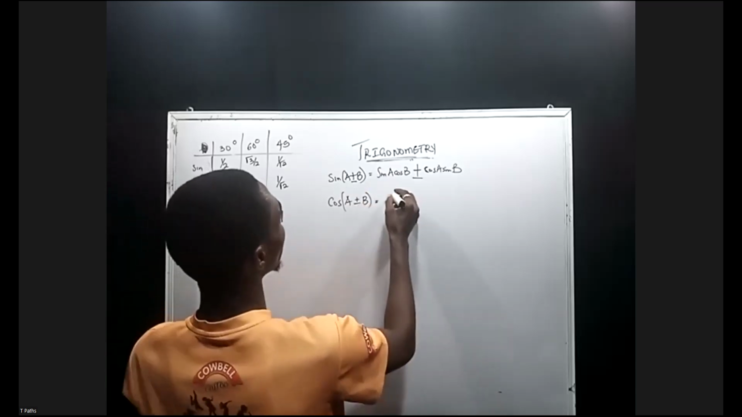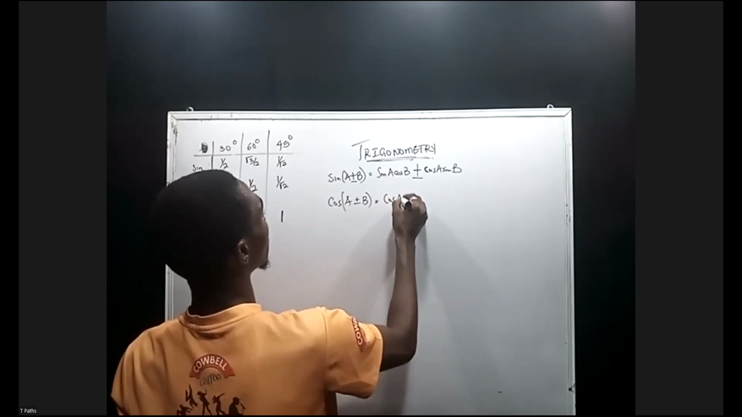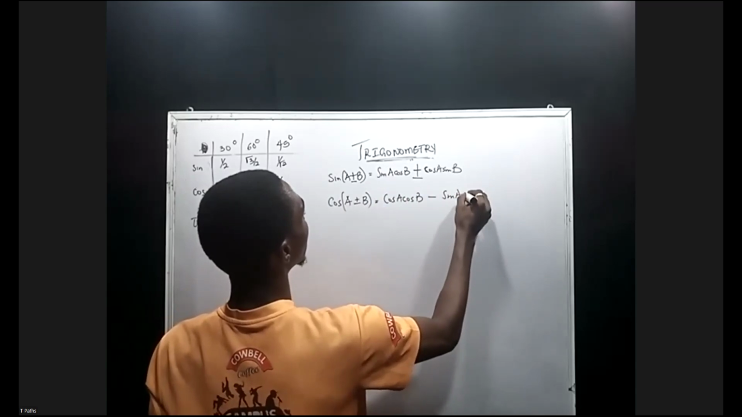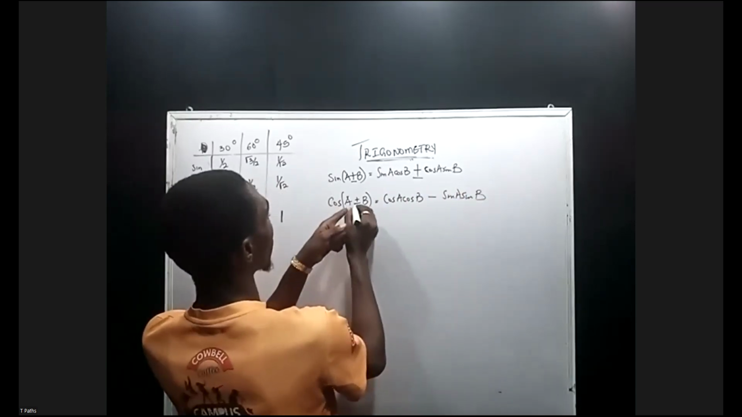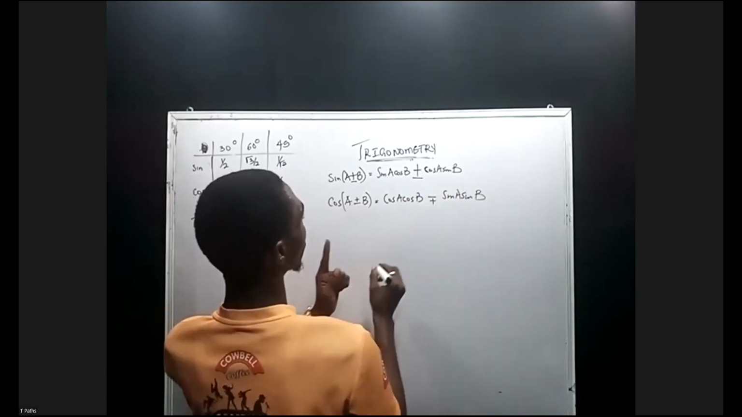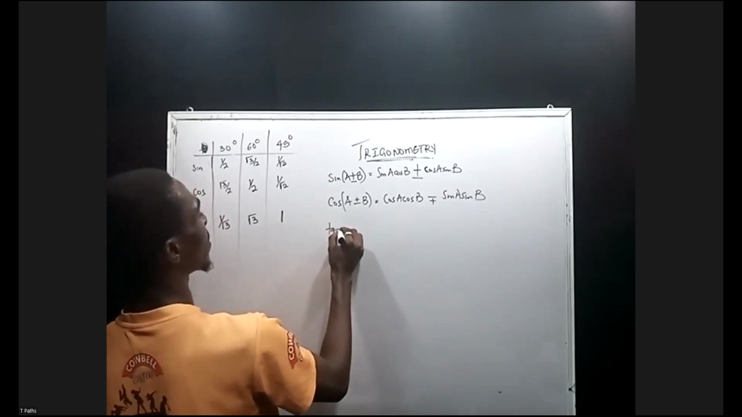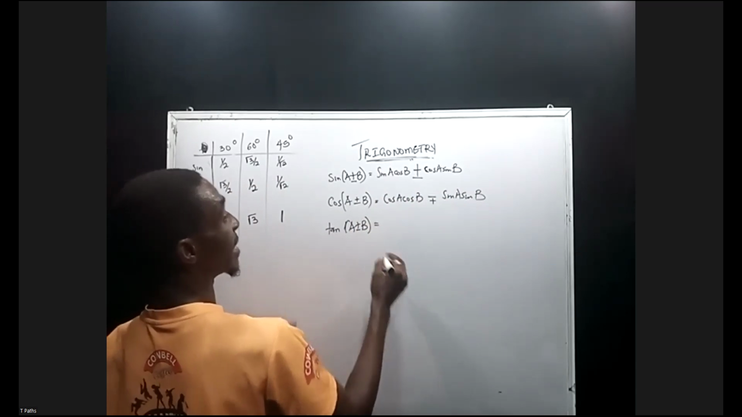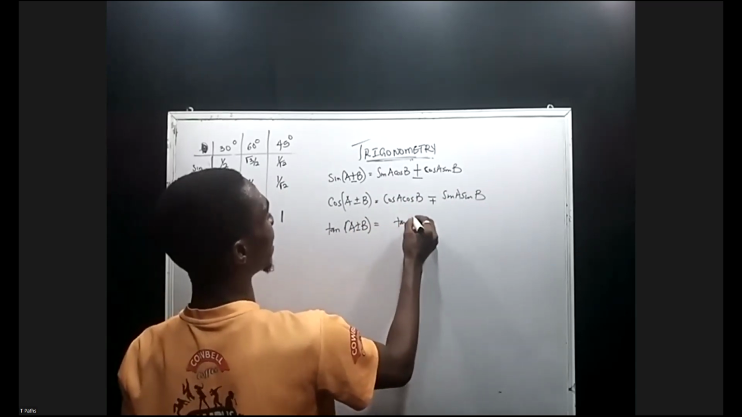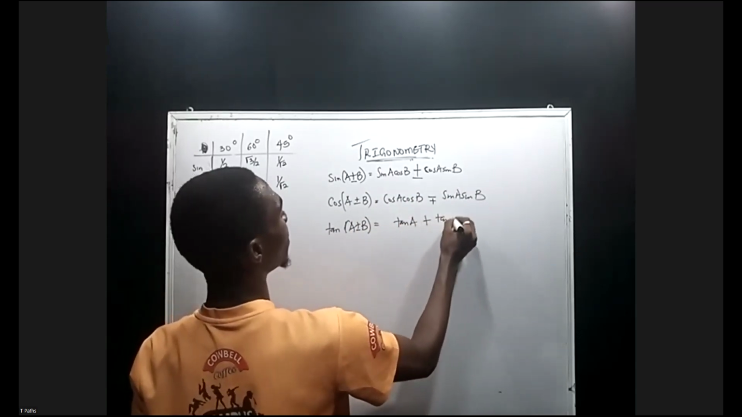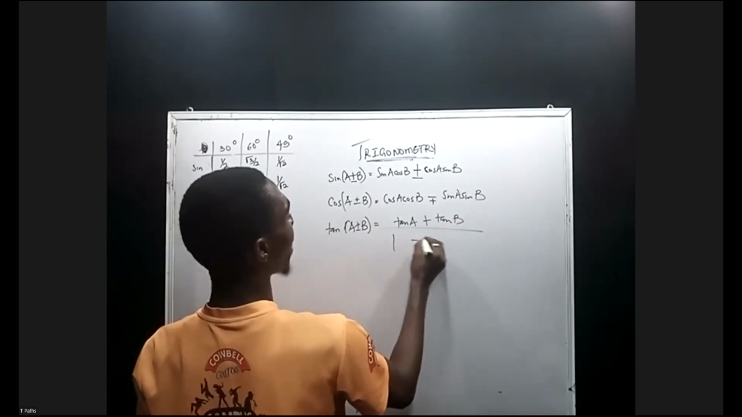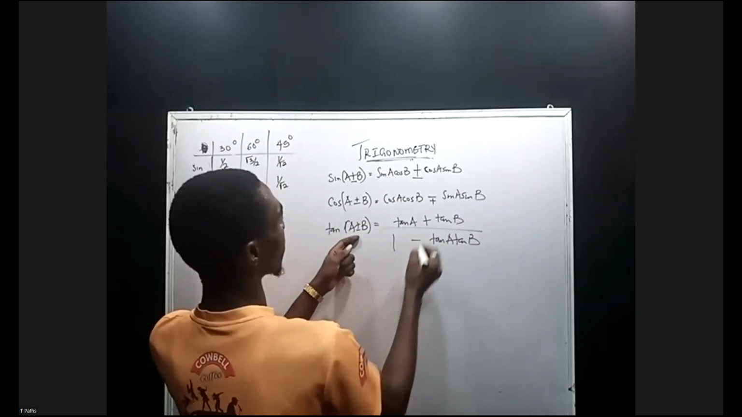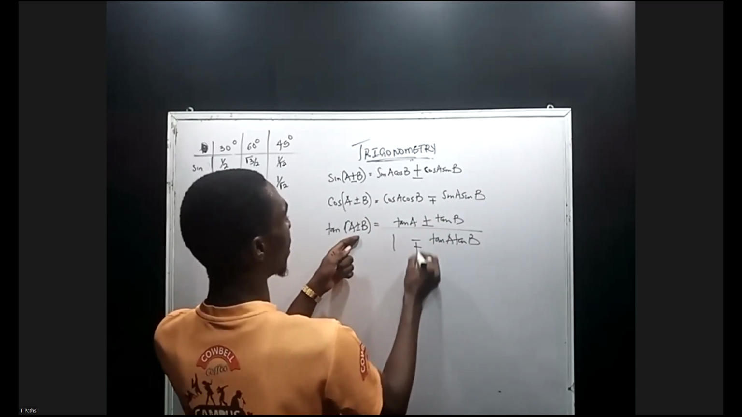Now, this one is a different case entirely: cos A cos B minus sine A sine B. If you are subtracting here, it is addition here. Then for the last one, tan of A plus or minus B says tan A plus tan B over 1 minus tan A tan B. If you are subtracting, there is minus on top, and here will be plus.